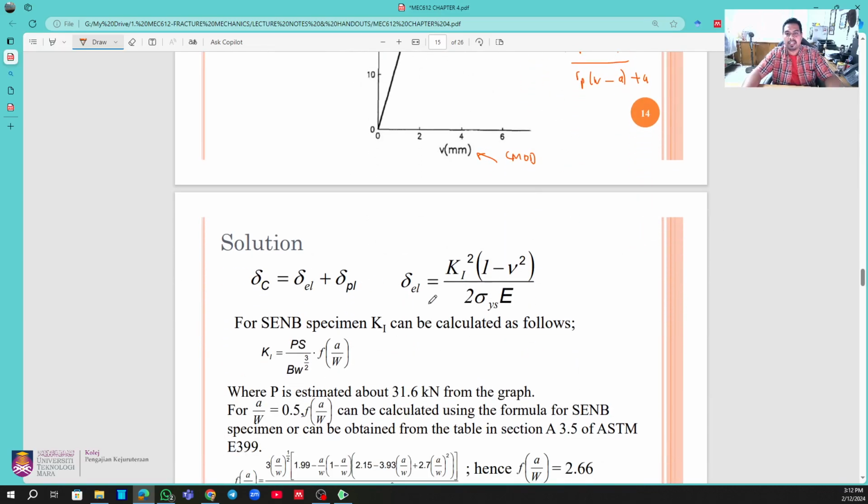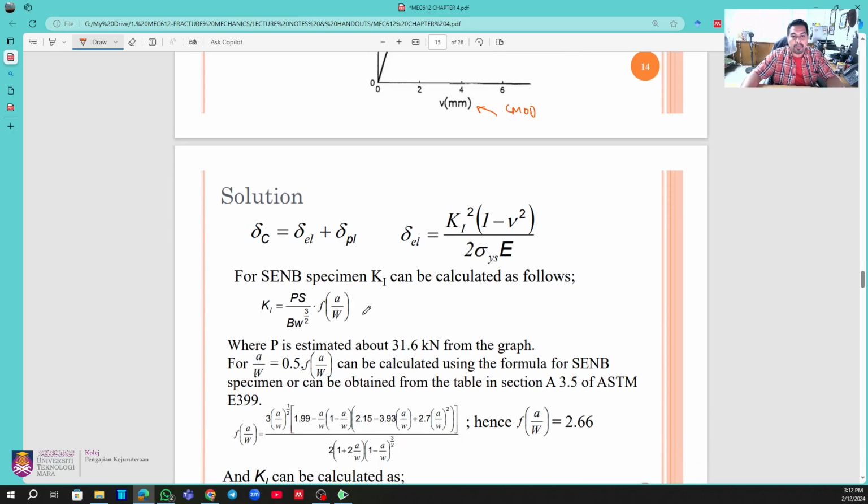So this is the formula, just keep it from slide number 14. This is delta elastic, K1 squared. So now the challenge is we need to calculate K1 first, knowing that the specimen has been given here as a SENB. So this is the formula for the SENB. P is the maximum force, maximum load, you multiply by the span distance S, divided by B, the thickness of the SENB specimen, and W, the width, to the power of 3 over 2, and you have to multiply by the function of A over W.